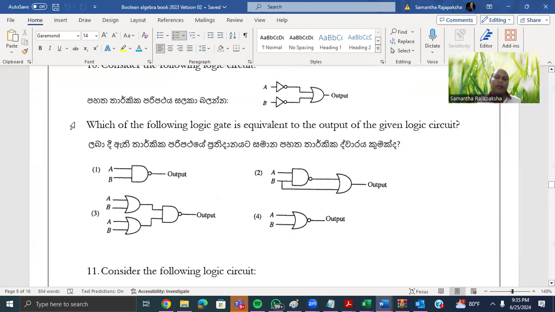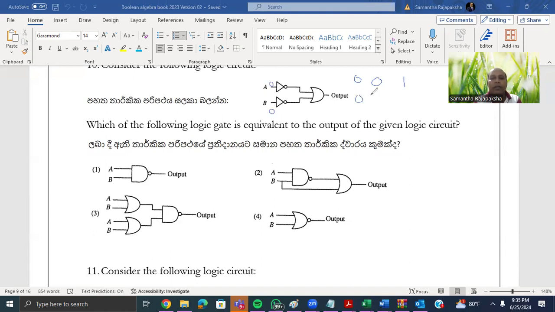Then this one, again, you can use a truth table. You can use a table and check which two are equal. Otherwise you have to use a Boolean expression. So now if the inputs are 0 and 0, you can see when you put 0 here, it will be 1. So the answer will be 1.